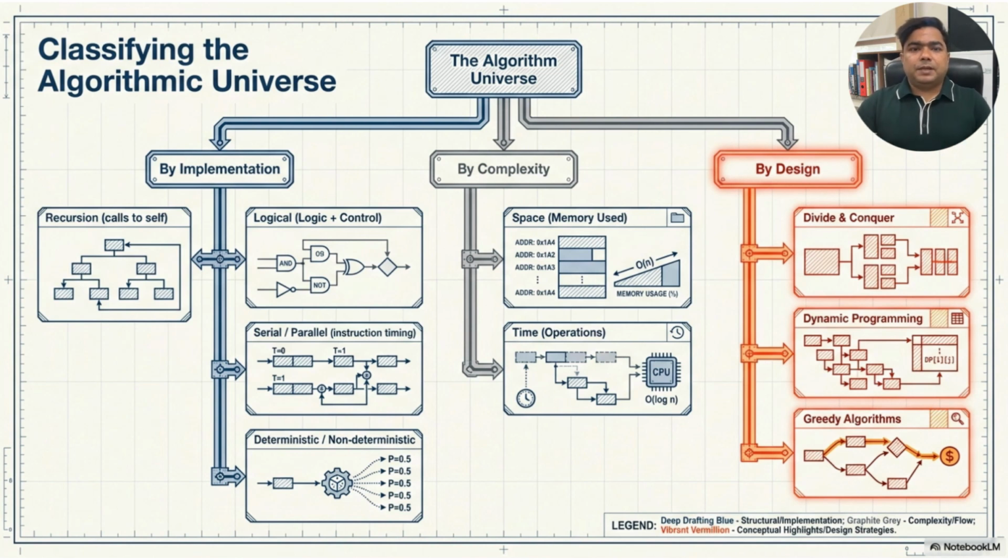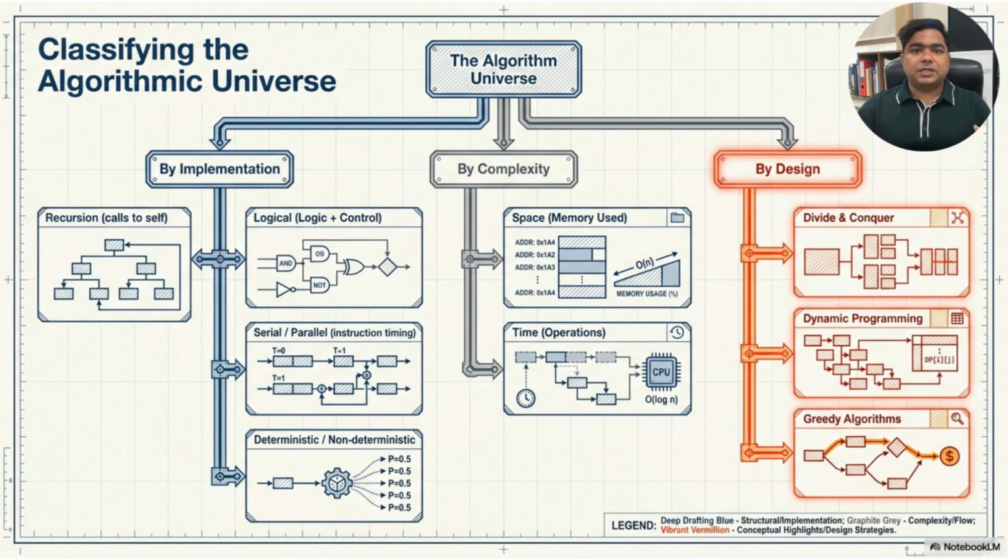Finally, an algorithm may be deterministic or non-deterministic. A deterministic algorithm gives the same output every time for the same input. A non-deterministic algorithm may produce different results because it uses randomness or changing execution paths. The second classification is by complexity. Here we ask how much time and memory does the algorithm need? Time complexity measures the number of operations. Space complexity measures memory usage.